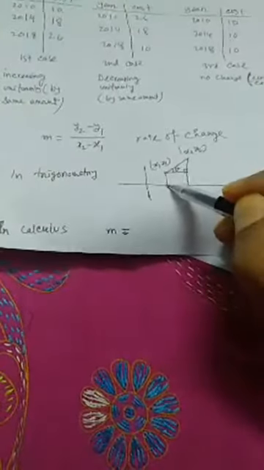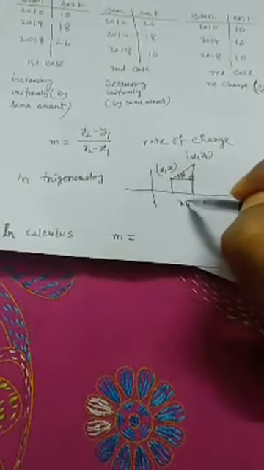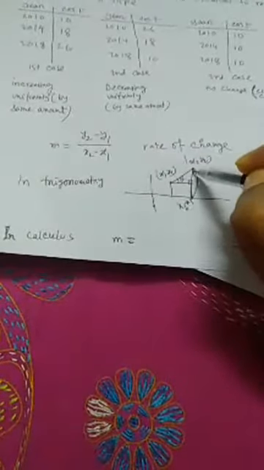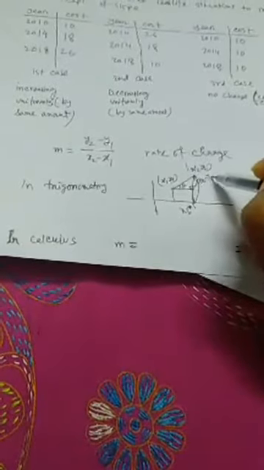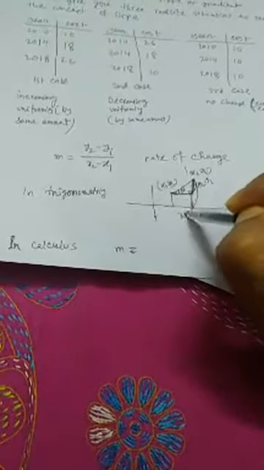And in trigonometry, the slope can be converted into an angle, and this will be tan theta. How? Say this is x1 y1 and this is x2 y2. You draw a perpendicular here, draw another perpendicular here. So this distance is x1 and this distance is x2. So what about this distance? x2 minus x1. And here this distance is y1 and this distance is y2. So what about this one? y2 minus y1. So this smallest part is y2 minus y1 and this one is x2 minus x1.